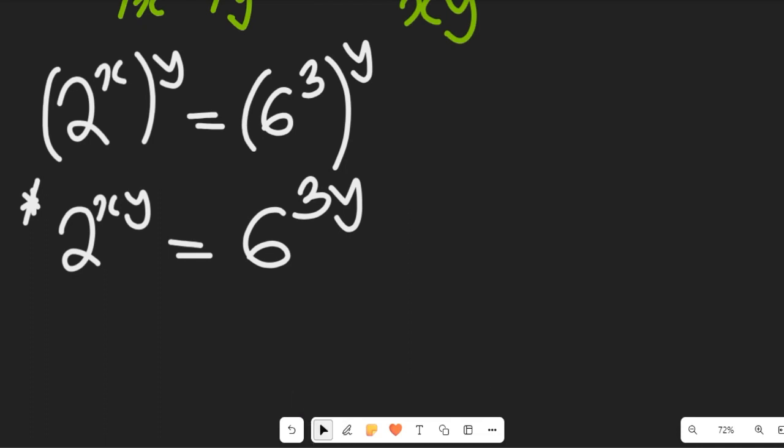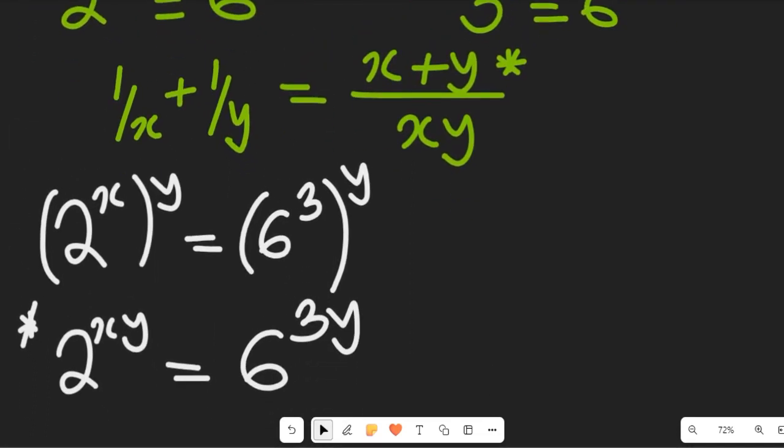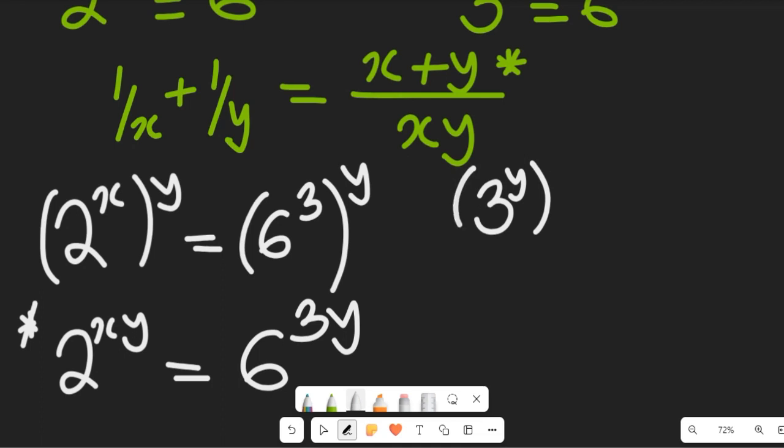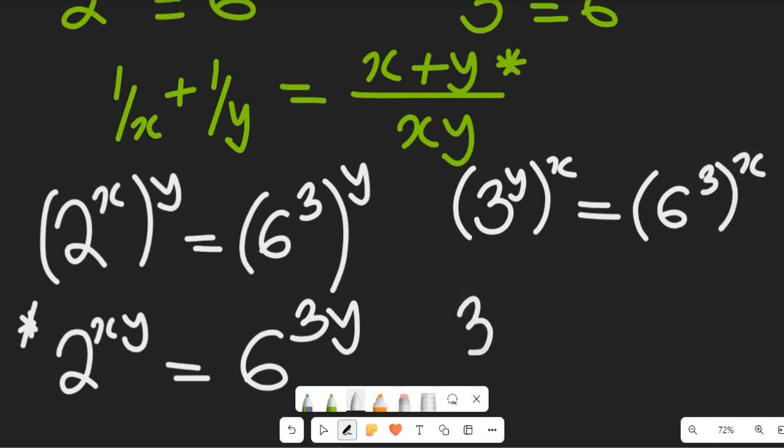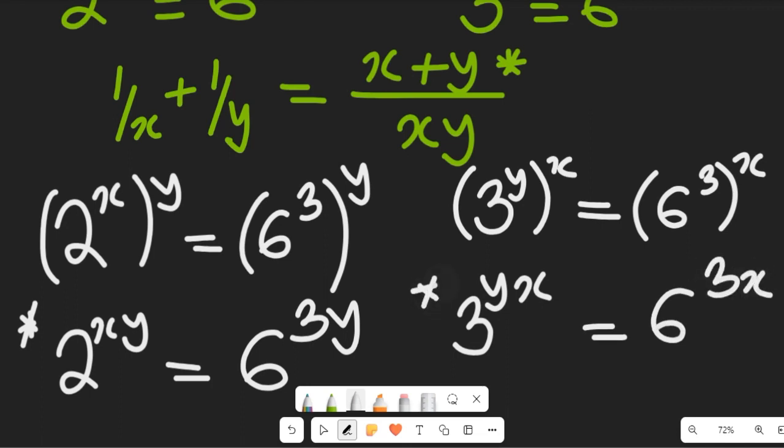Now, considering the other expression, we're going to multiply both sides by the power of x. If we multiply both sides, we'll have 3 to the power of y multiplied by the power x, equal to 6 to the power of 3 multiplied by the power x. So if we simplify, we'll have 3 to the power of xy, or yx, equal to 6 to the power of 3x.